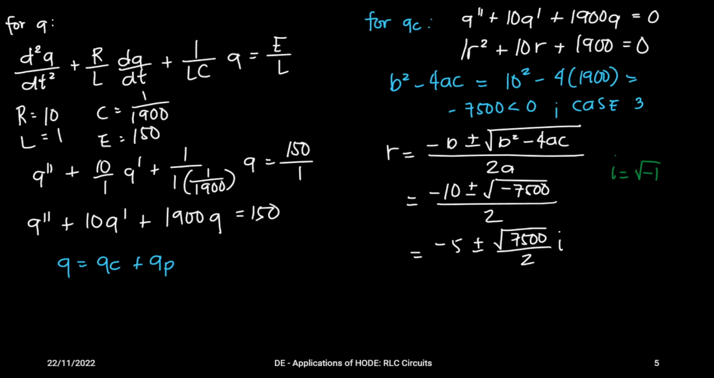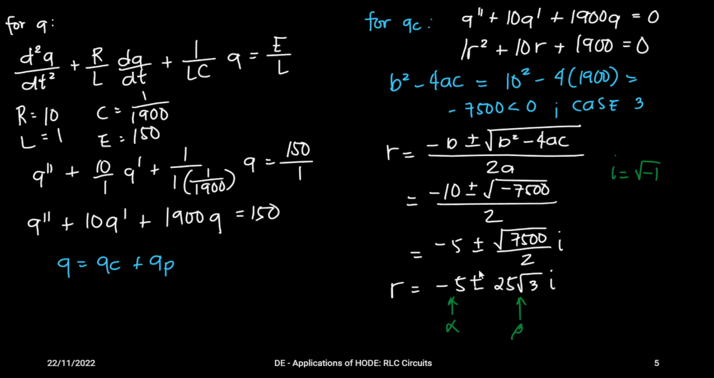So, i-calculate natin. We have square root of 7,500. This is equivalent to 50 square root of 3. So divided by 2, we have 25 square root of 3. So therefore, r is equivalent to negative 5 plus minus 25 square root of 3i. This is our r. Okay? So since we have here our alpha, this is our alpha. Excuse me. This is our beta.